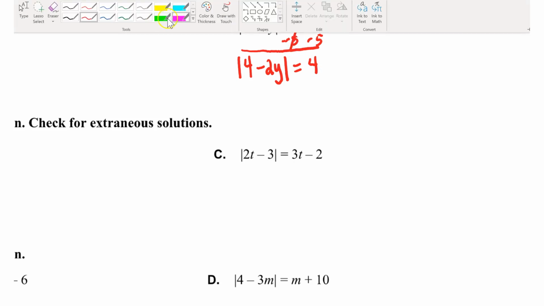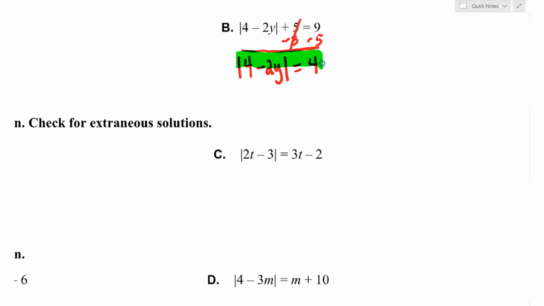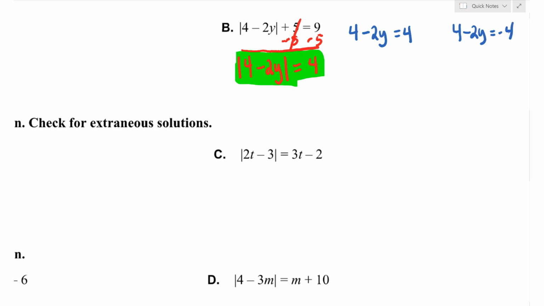Now that we have the absolute value of 4 minus 2y by itself, we can talk about what the possible solutions are. At this point, you can go ahead and come up with your two equations. So you have 4 minus 2y equals 4. And then your other possible solution is 4 minus 2y equals negative 4. Remember that if you're multiplying or adding or dividing, you have to address that first.